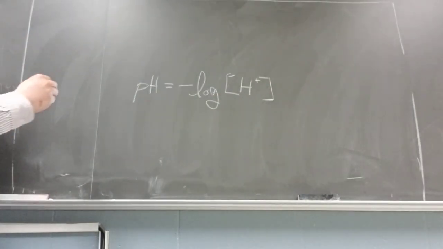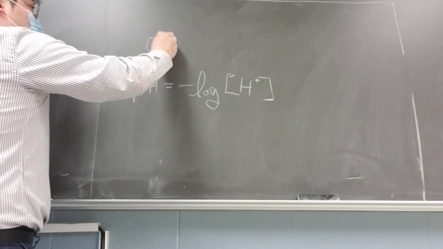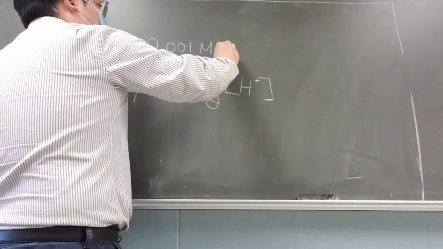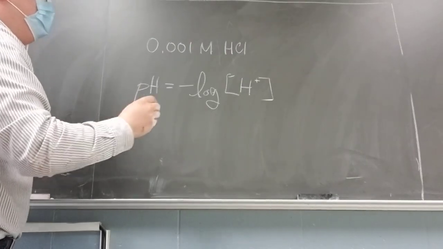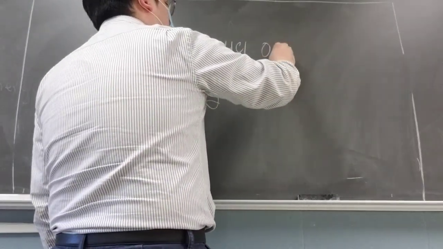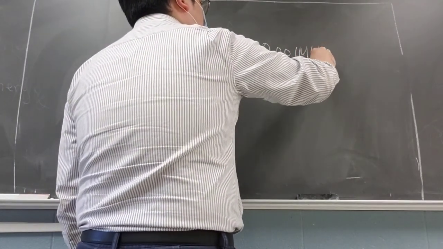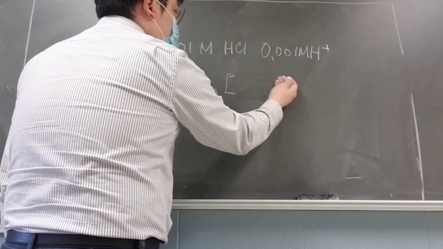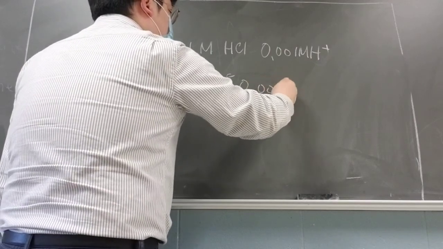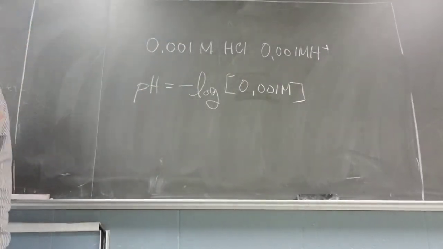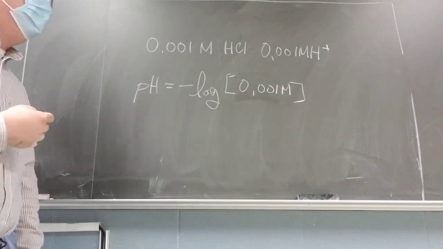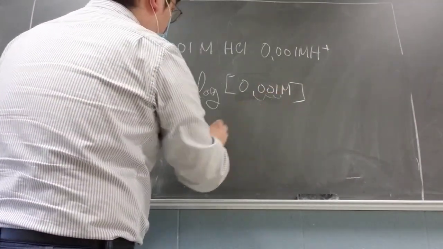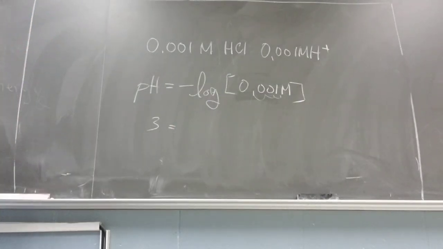So for example, you have 0.001 molar HCl. You can assume there will be the same concentration of hydrogen cation in solution. So the only thing you have to do is put this in negative log in your calculator. Then there will be a pH level of 3. So that's it.